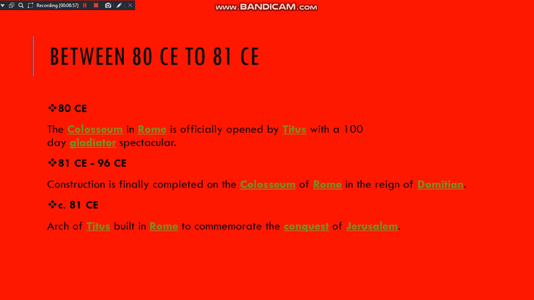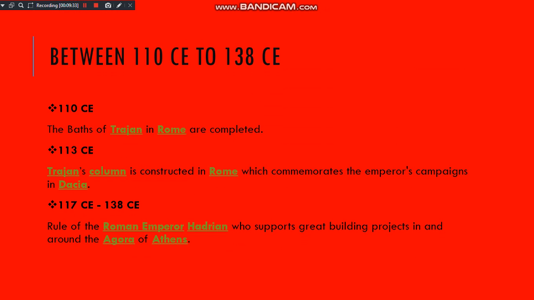Between 80 CE to 81 CE, in 80 CE, the Colosseum in Rome is officially opened by Titus with 100 days of spectacular gladiator games. 81 CE to 96 CE, construction is finally completed on the Colosseum of Rome, in the reign of Domitian. So in 81 CE, the Arch of Titus was built in Rome to commemorate the conquest of Jerusalem. And then between 110 CE to 138 CE, the Baths of Trajan in Rome are completed.